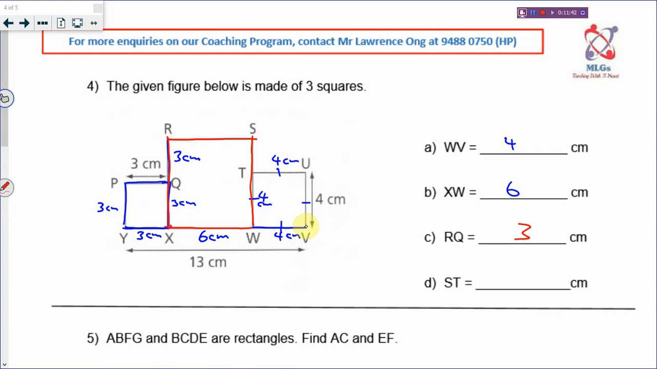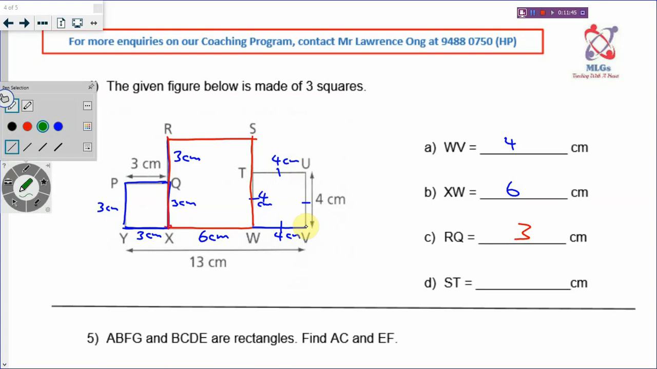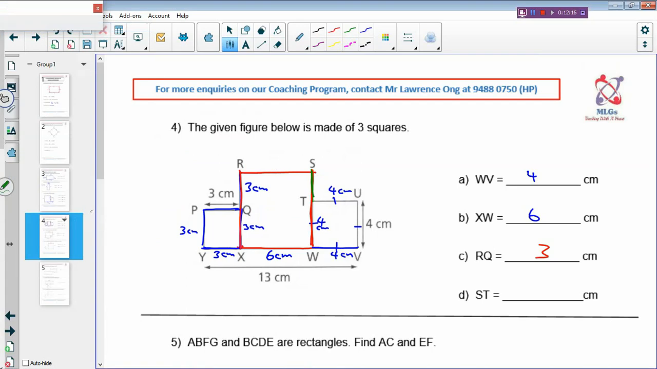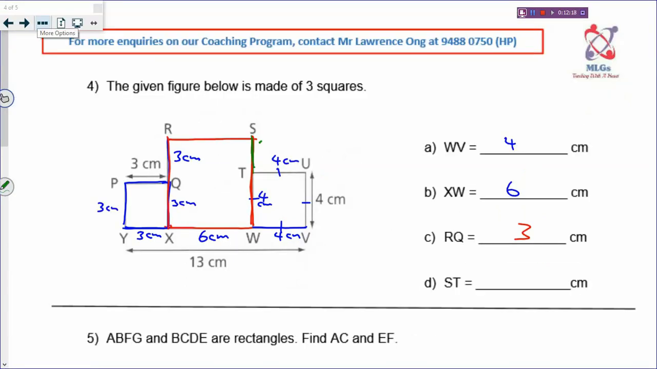Alright, how about ST? Now ST, I'm going to use maybe a green color to show you this is the line that we want to find. So what is ST? Well, if the side of the bigger square is 6 cm, remember? Just now we mentioned that this whole thing is 6 cm, and you minus 4, and you get, 6 minus 4 is 2, sorry. Let me just try again. So 6 minus 4, you get 2 cm. So your ST is actually 2.